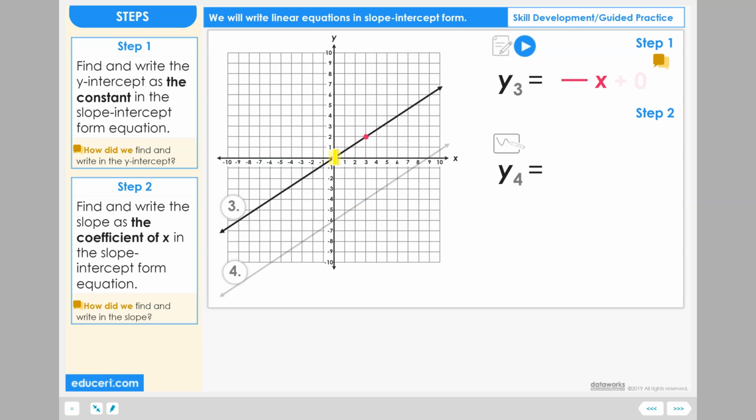First, we must go up 2, which means our slope will be +2 in the numerator, and 3 to the right in our denominator. How did we find and write the slope?